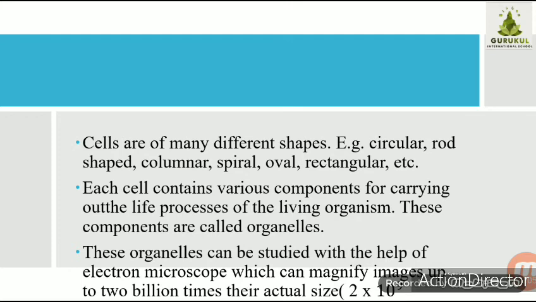Now we have learned the structure of the compound microscope. With the compound microscope, we can only see the structure, the cell size and color and so on. But inside the cell some organelles are present. To see those organelles we need a more developed type of microscope, called the electron microscope. In simpler language, it's a powerful microscope. It can magnify images up to 2 billion times their actual size.